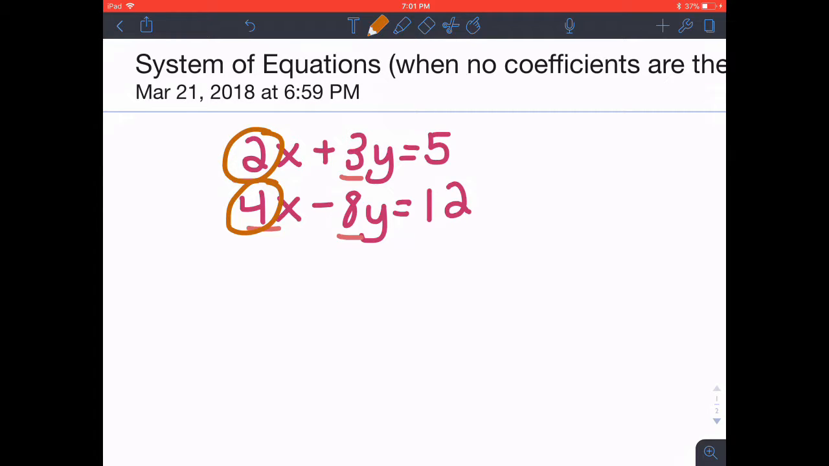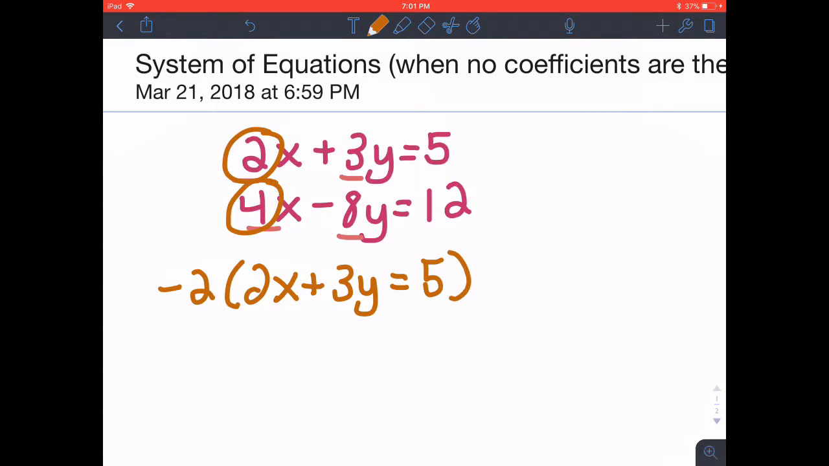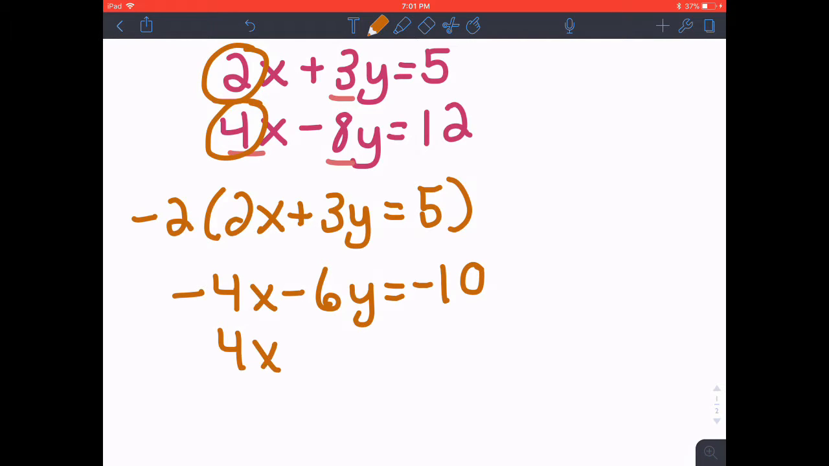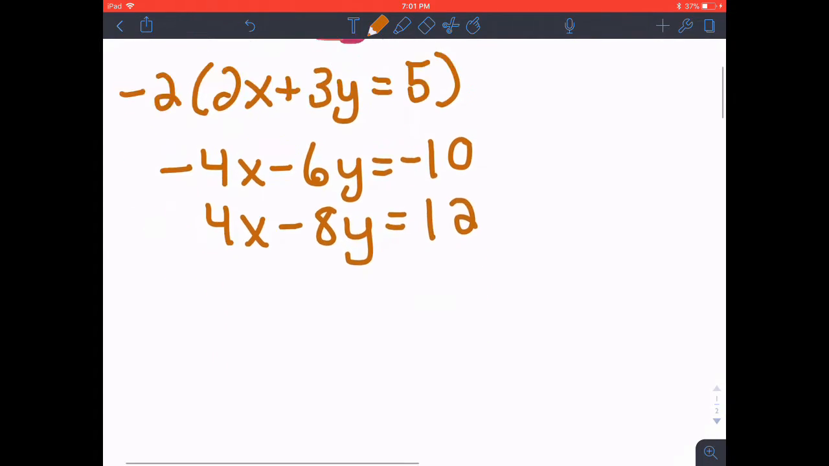So in this example, both of them are positive, so you want to multiply the 2x plus 3y equals 5 times negative 2 to make the 2x equal negative 4x, and that will cancel out with the 4x to get 0x, and then you will solve for y. So you get negative 4x minus 6y equals negative 10, and 4x minus 8y equals 12 for the other equation.